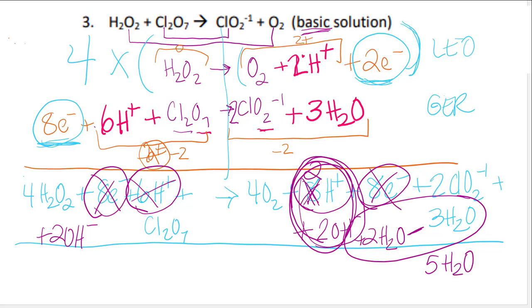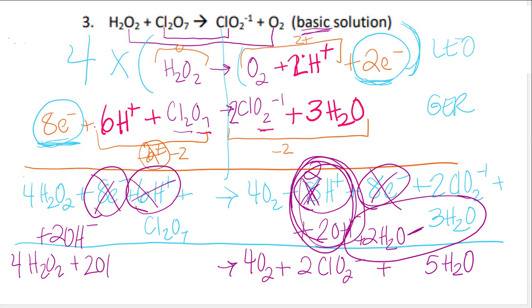So now let's write everything that we've got. 4 O2s plus 2 ClO2 minuses plus 5 waters. And on the left, I have 4 H2O2 plus 2 OH minuses plus Cl2O7. Let's double check that everything matches up. I've got 4 times 2 is 8, 9, 10 H's on the left, and I've got 10 H's on the right. Let's see how many O's we have.